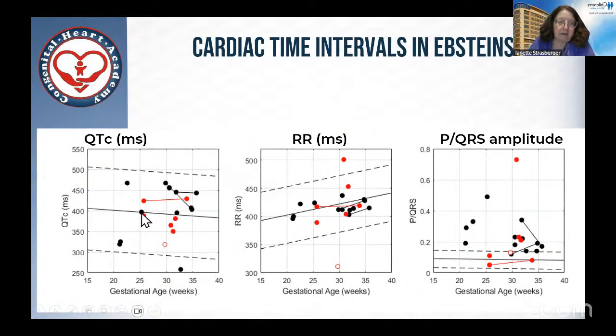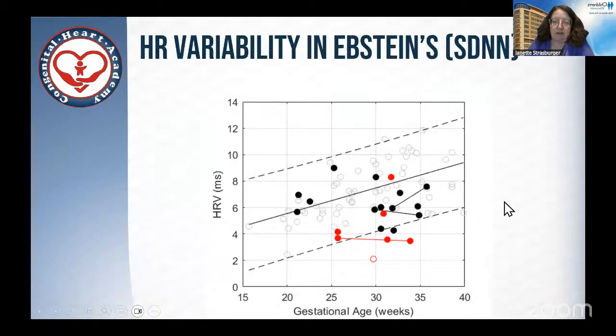And the QTC was not long. The RR interval was long in one that died, and the amplitudes of the signals for the P and the QRS are increased. Heart rate variability in Ebstein's, normally the heart rate variability increases as later gestation goes on. This is just the standard deviation of the normal to normal beats. And so it usually is in the 4 to 12 range, but increases with gestation.